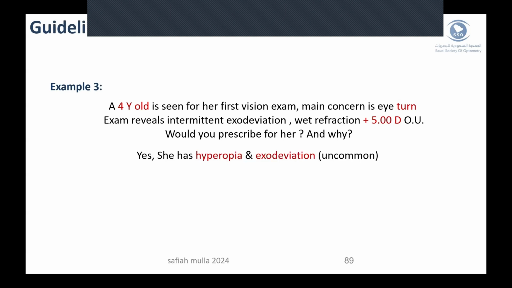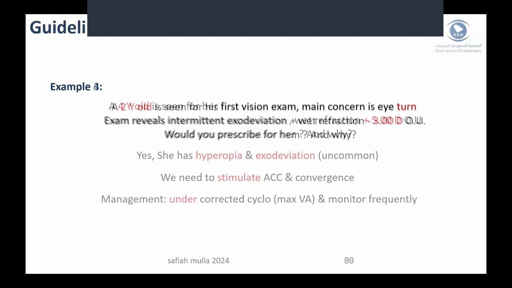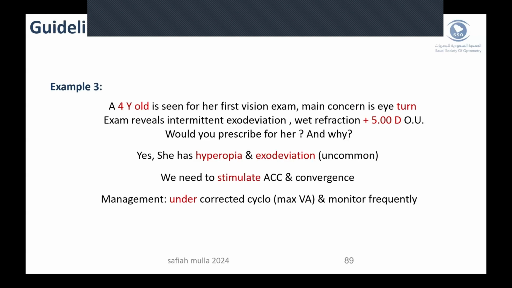Okay. So yes, she has hyperopia and exotropia, which is uncommon. Hyperopia and exotropia, we say it's uncommon. So we have to be careful regarding this condition. We may also think to refer the child to neurology to check the baby, because they may have other problems, because hyperopia and exotropia is not common. We need to stimulate accommodation, as they said, and convergence. So we undercorrect cyclo, we give maximum visual acuity and monitor frequently. And as I said, we need to refer the child to neurology for checking if there is any hidden thing that we don't know about. That would be the management for this case.